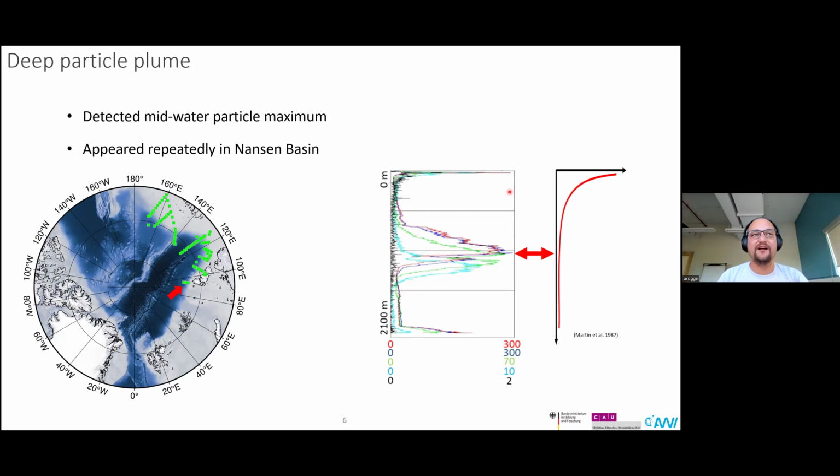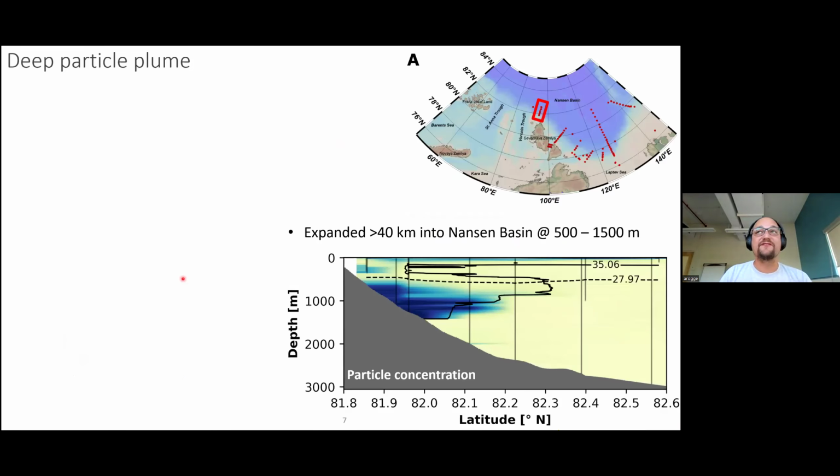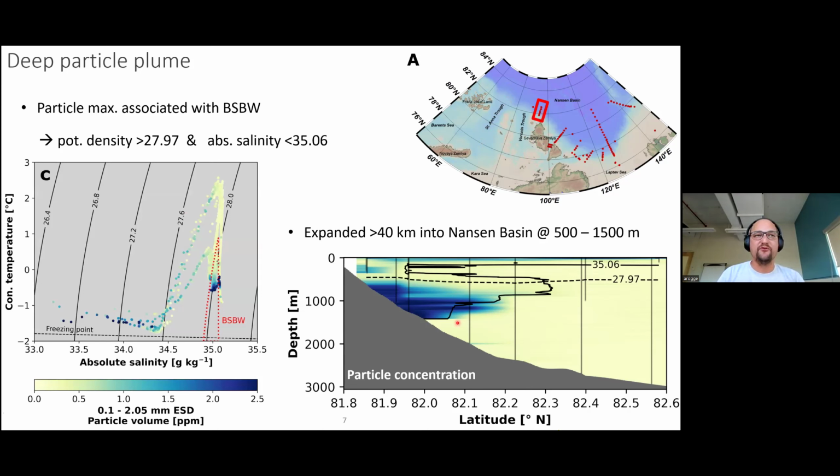And this profile appeared repeatedly in the Nansen Basin, all along the continental shelf. And if we put together our data, I will right now talk about that transect only because here we have most of the data. So in that transect, which is also closest to the outflow region in St. Anna Trough, we have a plume which expands about 40 kilometers into the Nansen Basin at about 1,000 meter depth. And this plume of particles was highly associated with Barents Sea bottom water, although a smaller fraction of particles was already kind of sinking out.